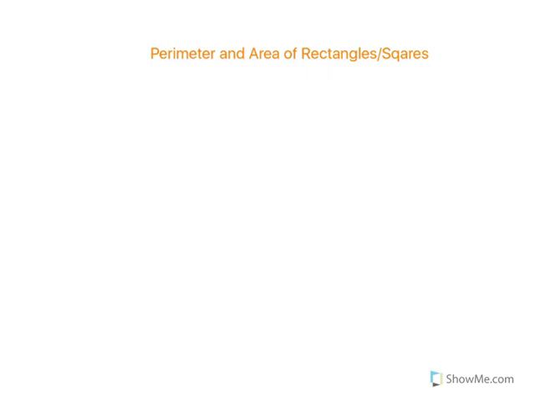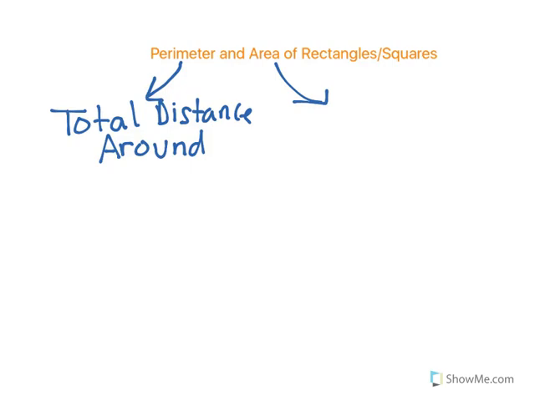Today we're going to review perimeter and area of rectangles and squares. This should be a major review topic, so I'm going to go kind of fast. We are going to look first just at reviewing what these words mean. Perimeter, remember, is the total distance around, while area is the total amount of space inside.